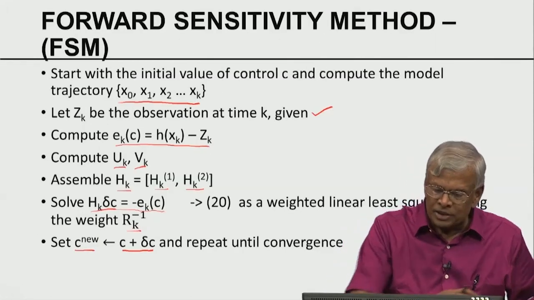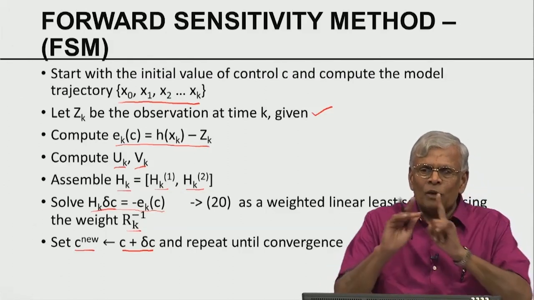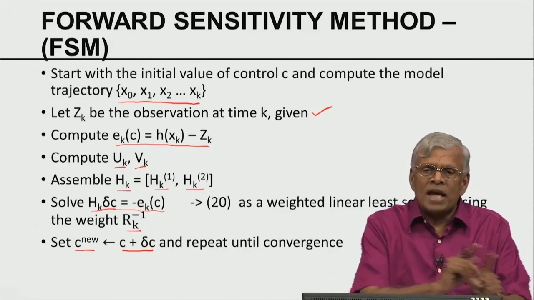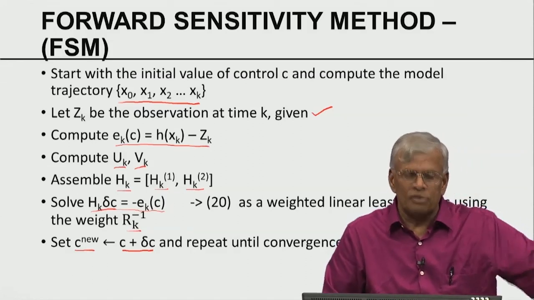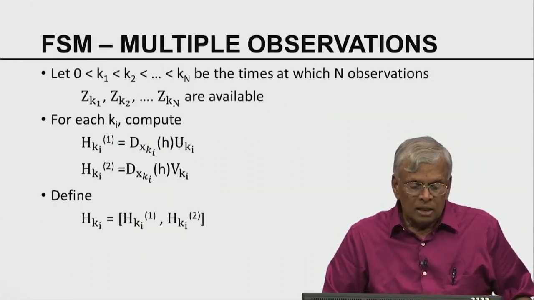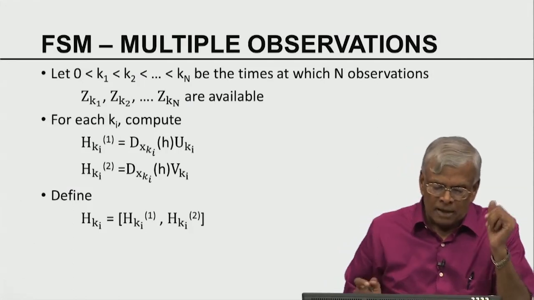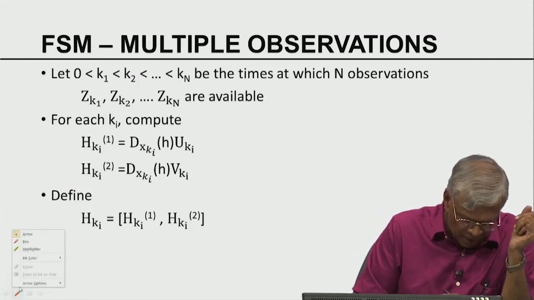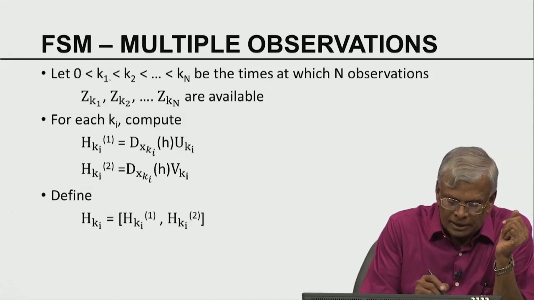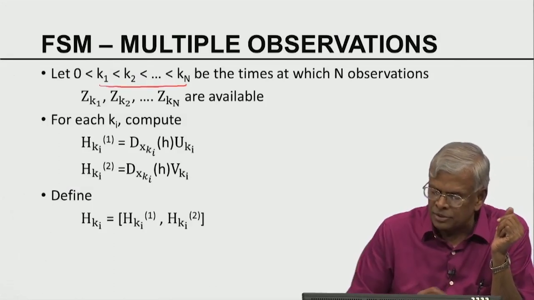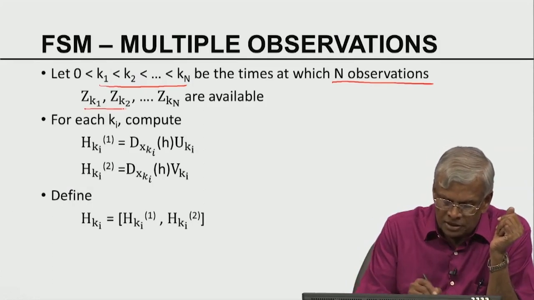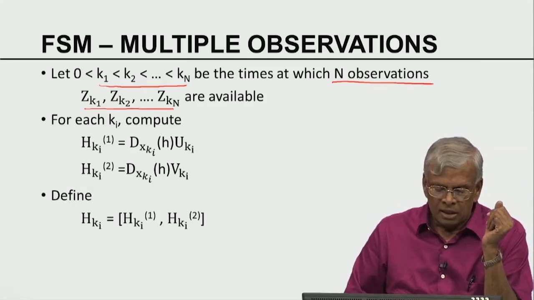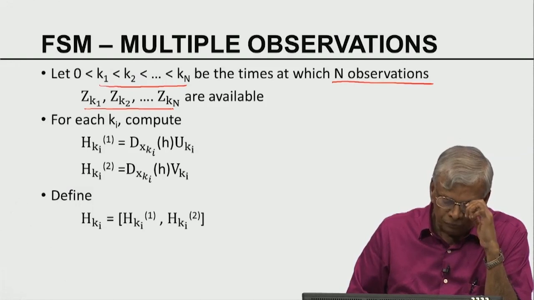So, in all these discussions, we essentially said, if I had only one observation, how I can use one observation to be able to compute the control. In principle, it may have multiple observations. So, I am going to provide a quick extension of this. Let there be n times, let there be n observations. The observations at these n times be given by z_k1, z_k2, ..., z_kn.